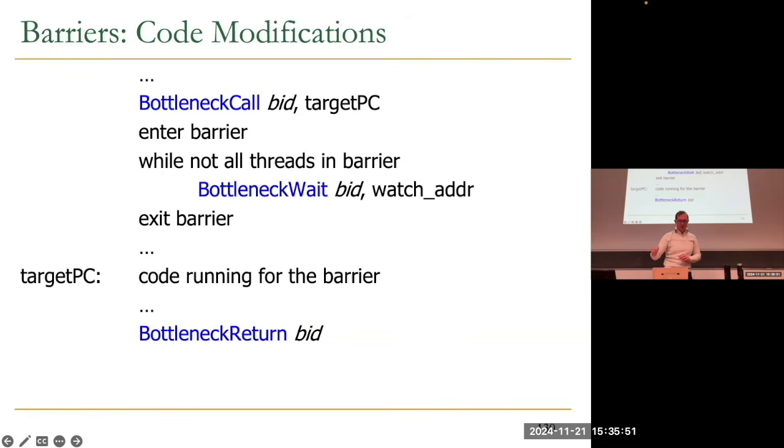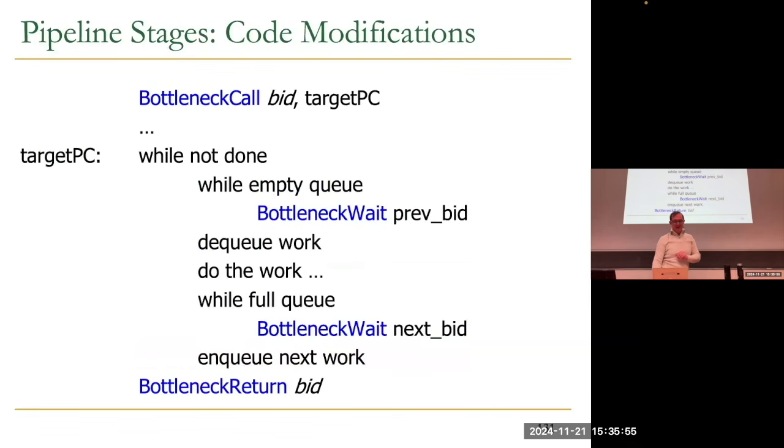And the paper discusses more on how to handle barriers. I'm not going to talk more, but you can actually handle them. Okay, that's barriers. This is pipeline stages, which is also, again, using this framework. You have a bottleneck call. This is really the pipeline processing. In pipeline processing, you have an input queue and you have an output queue.